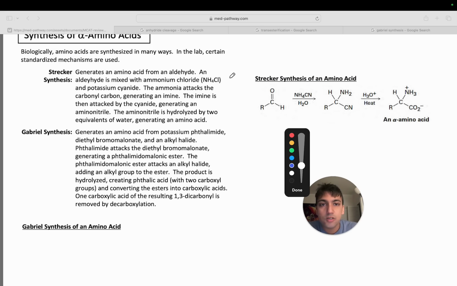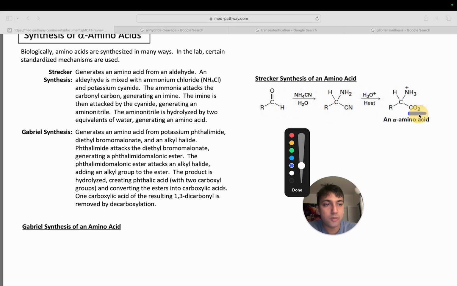The first way is Strecker synthesis, and what you're doing is you're using this NH4CN compound, in water, and what's happening is you take this aldehyde, you use this NH4CN, and you convert it into this compound right here, where this double bond to oxygen is getting replaced with single bonds to cyanide, and then ammonia. Then you add heat, and you add basically H3O plus, and what happens is that this guy picks up a proton, and then this CN gets converted to carbon dioxide, or not carbon dioxide, but CO2 minus.